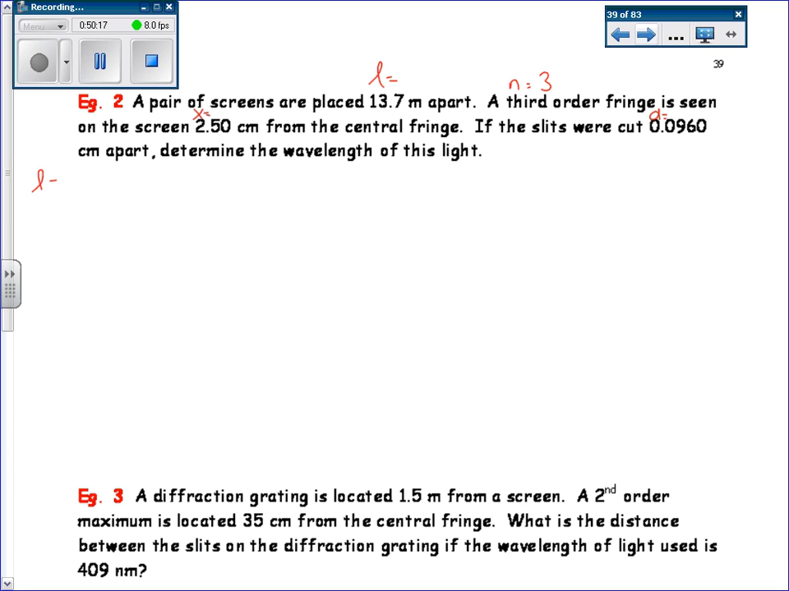So we have a few units we have to convert. L is okay because it's in meters. N is okay, it doesn't have any units. The distance from the central fringe to the third fringe is 2.50 centimeters, so 0.0250 meters. And then D, again, it's in centimeters, so 0.0960 times 10 to the negative 2 meters. And we want to find lambda.